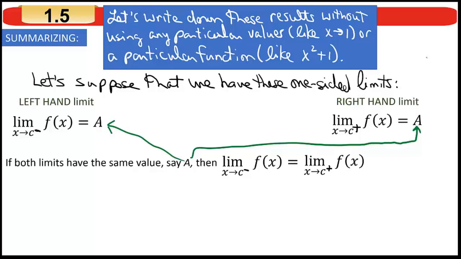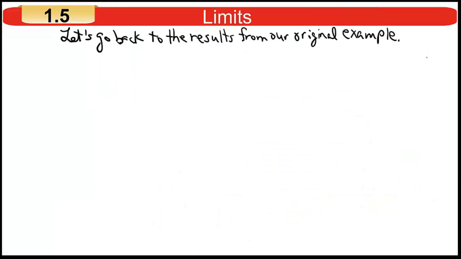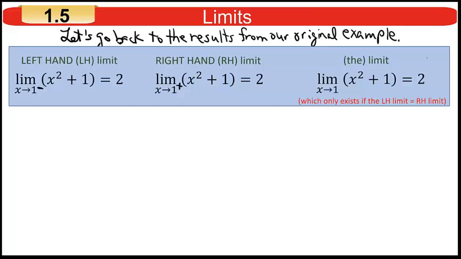If they're both the same, there's really no need to distinguish between them. So what we typically do is if the left-hand limit and the right-hand limit both come out to be the same thing, we just drop the superscript minus and plus and just call it the limit. We drifted away from that particular example just a minute to generalize the result, but let's go back now to that original example. We found out that the left-hand limit was 2 and the right-hand limit was 2. So according to what I just said, we can just get rid of the plus and minus and just say that the limit of x squared plus 1 as x approaches 1 is 2. Since the plus and the minus come out the same, there's no need to distinguish, and you can just drop the superscripts and just write the limit without them. But that limit only exists if the left and right-hand limits are equal to each other.